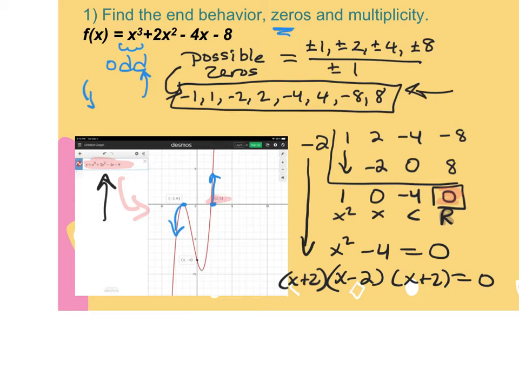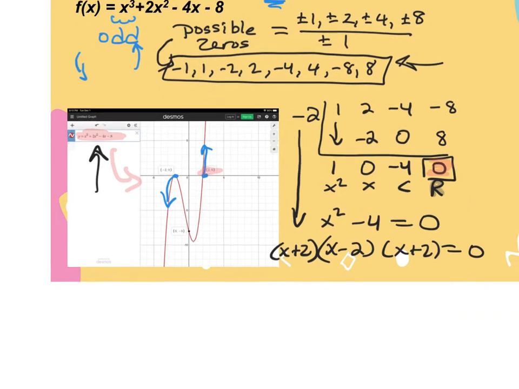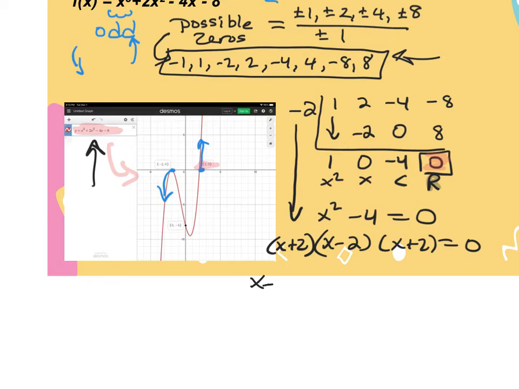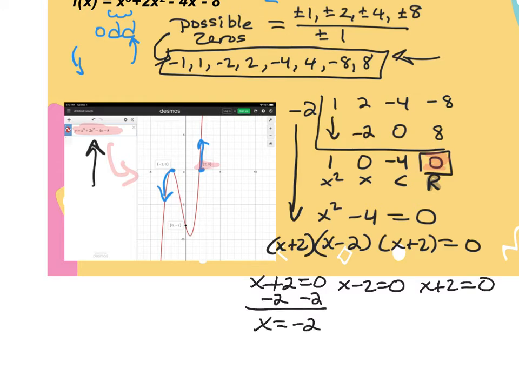Now, it wants zeros though. So let's solve each one for x. So set each one equal to 0. Solve for x. Subtract 2. Add 2. Subtract 2.